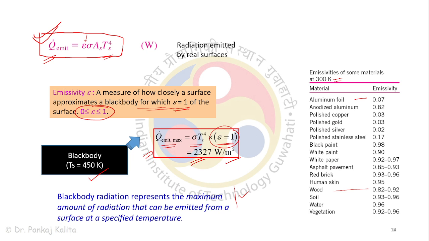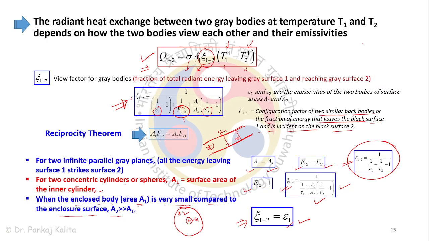Okay, so black body radiation represents the maximum amount of radiation that can be emitted from a surface at a specified temperature. Now we are talking about a single body till now. If you are talking about heat transfer due to radiation between two bodies, say at T1 temperature and T2 temperature, then a view factor comes into the picture. View factor basically tells how much of the radiation emitted from this body is actually received at this T2 body surface. So for that we have defined a view factor.